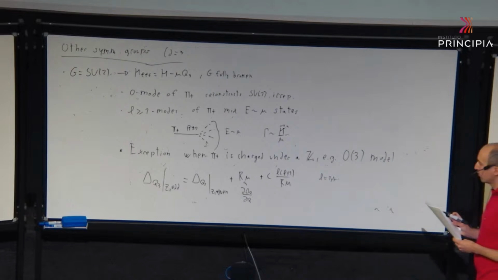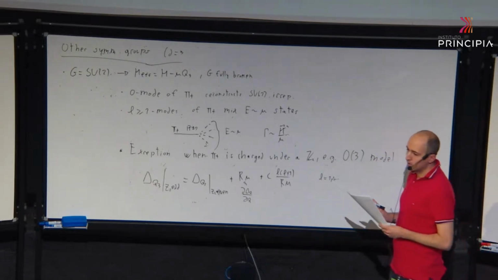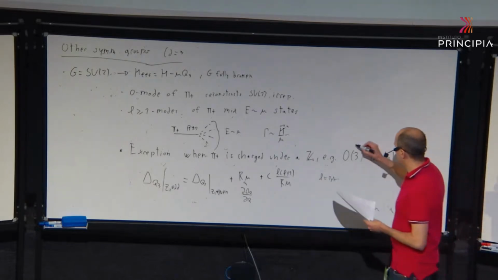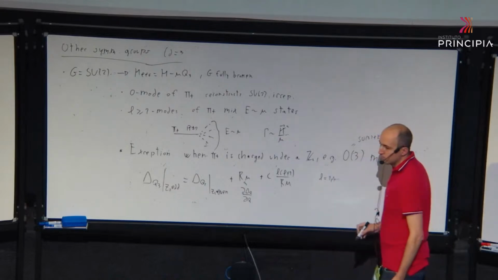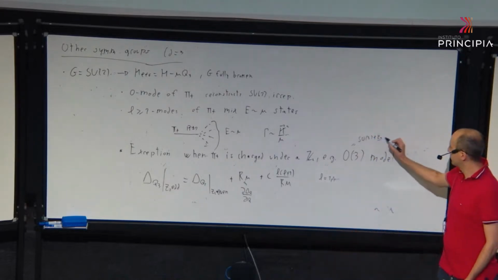Is this the global Z2 or the spatial Z2? Global. So for the O(3), I'm just saying O(3) is SO(3) times Z2, something like this. Maybe semi-direct. So I'm using this Z2.